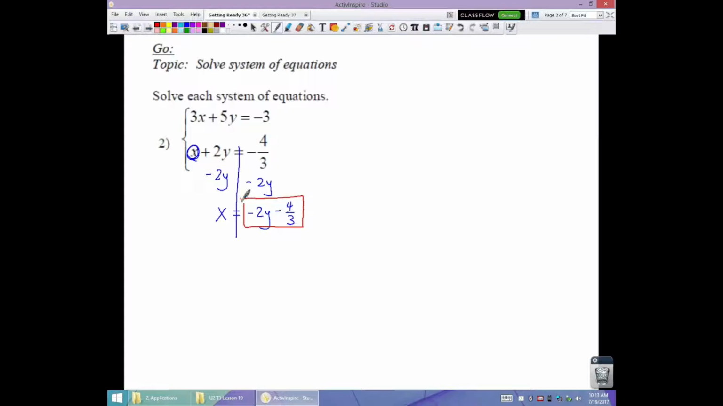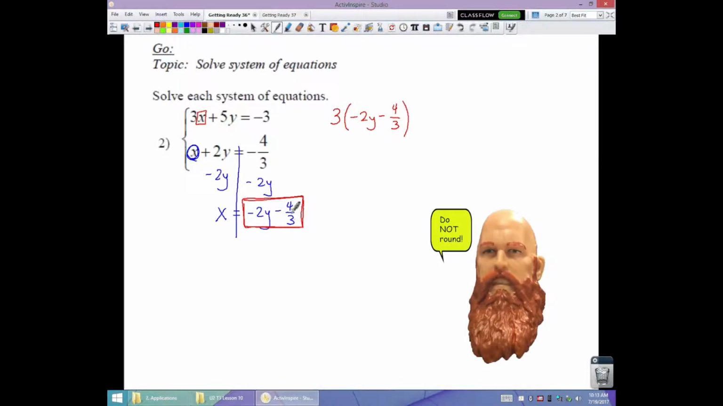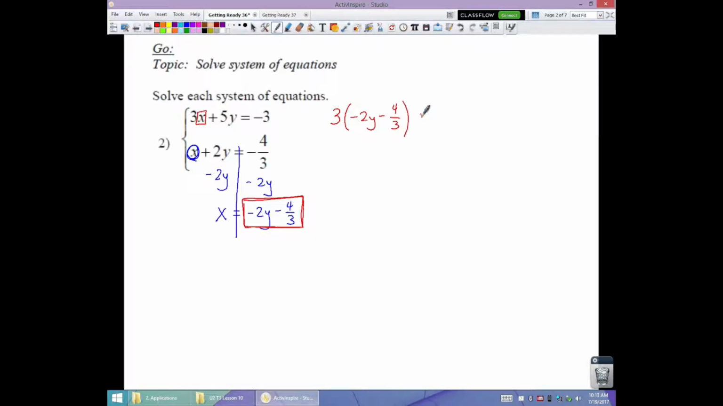Okay. So what did we do with that box? That was to identify the value that we would substitute into the other equation. Now, since I solved for x, it's the x I'll be replacing in the other equation. So 3 times everything in the box, so negative 2y minus 4/3, and please keep the negative 4/3. Do not try to change it into a decimal. It's a repeating decimal, and we don't like to round when it's not necessary. Okay, then I still have plus 5y equals negative 3.